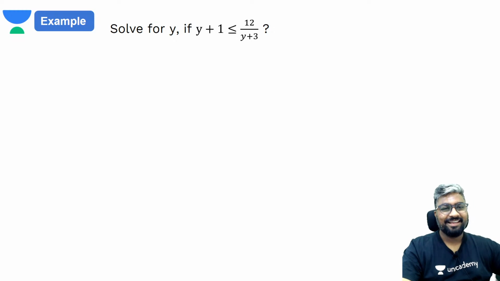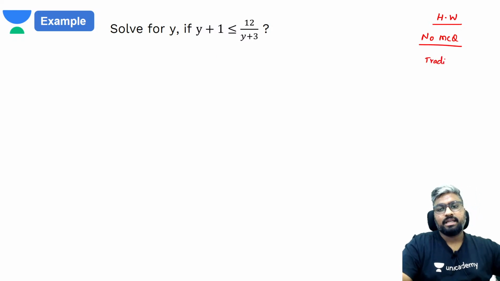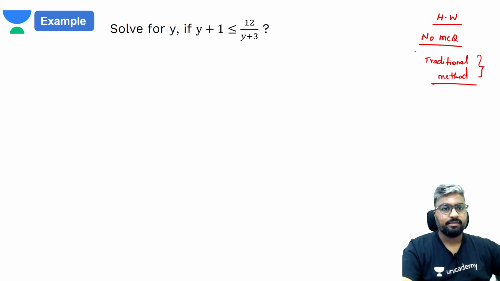Okay, this is your homework. Here I have intentionally not given answer choices because I want you to do it using the traditional method. So solve it with the traditional method and drop the answer in the Telegram group. Try this question only using the traditional method. Yes, this is your homework for today.